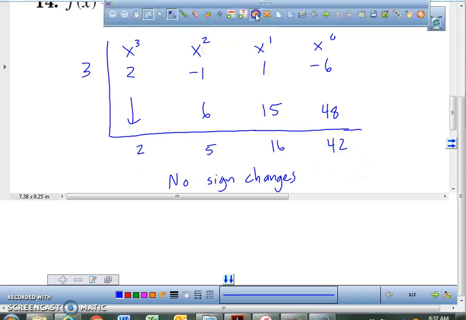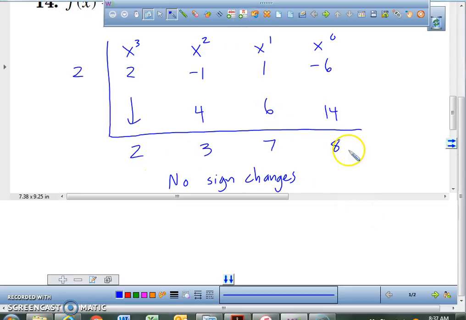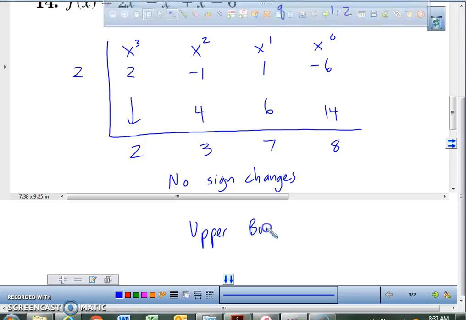Okay? So if I go back to what we had before, this is what we had before. Notice, 8 is a lot less than a 42. Okay, so this is a better answer. So your upper boundary, everybody, your upper boundary is equal to 2.